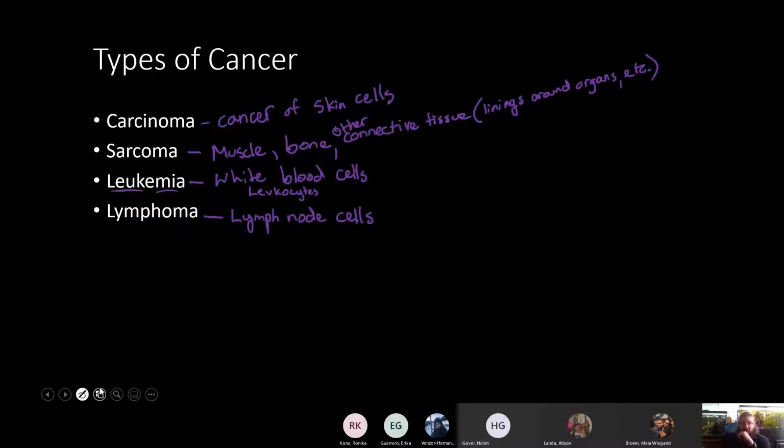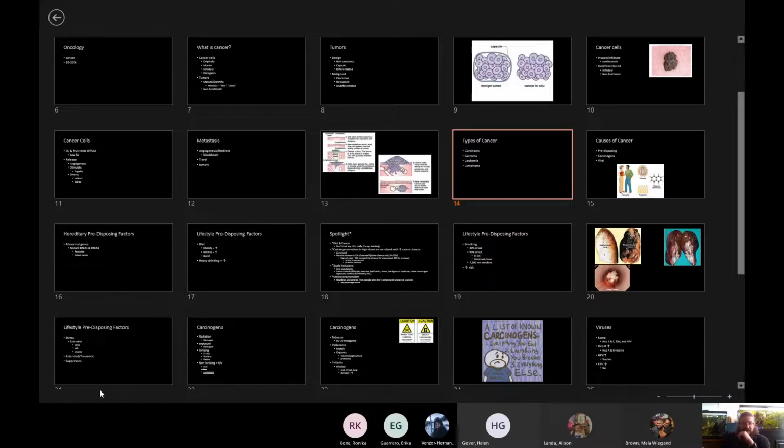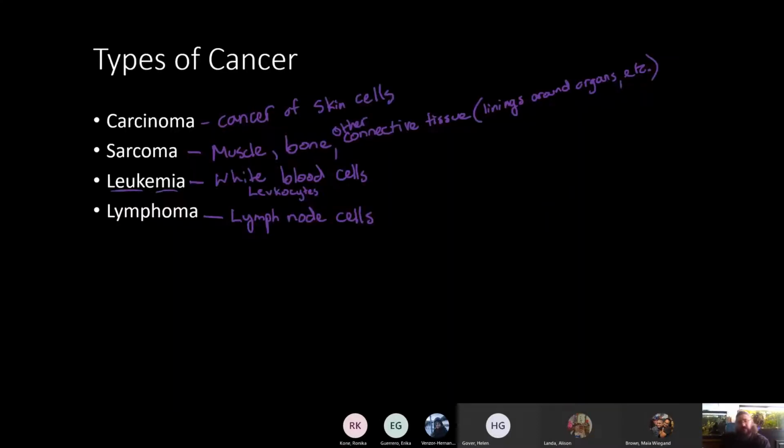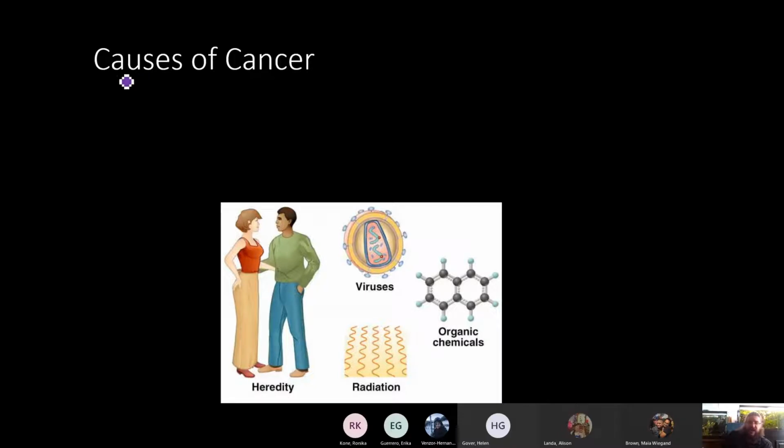Let's see where we are. Slide 14. I think we could get through some basic cancer causes. So let's talk about what increases your lifetime risk of cancer.